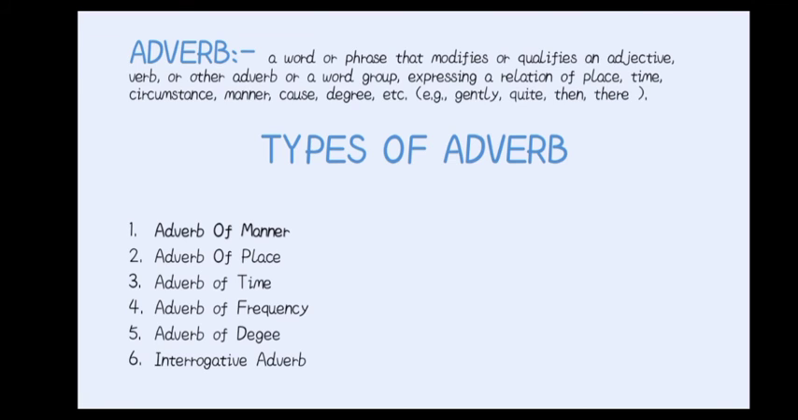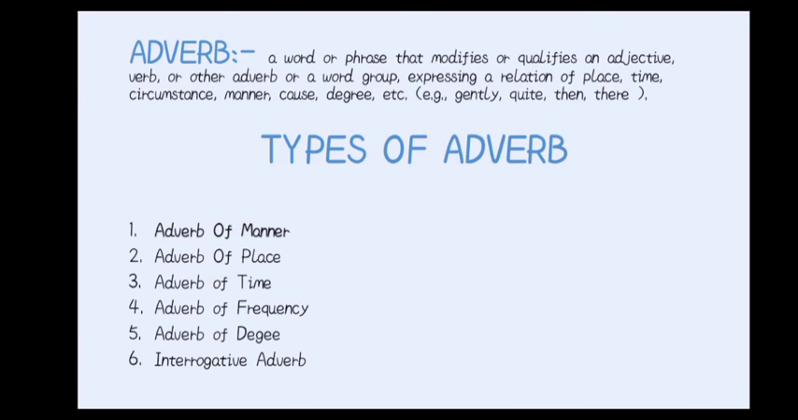Now what is the expression? Is Ria shouting? Is she screaming? No, but she is talking politely. So the way she is talking is under the category of adverb of manner. Now, the next is your adverb of place.